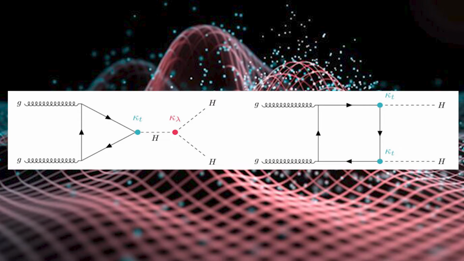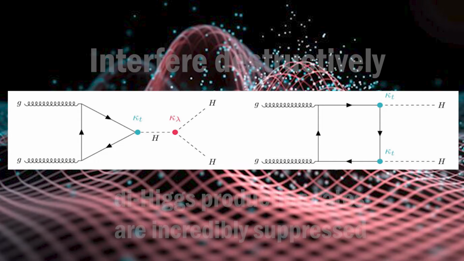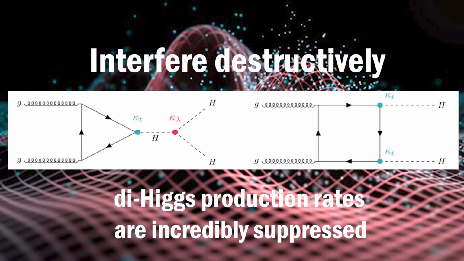However, at the LHC, we have a quantum mechanical problem. Since these two processes have the same initial and final state, and similar probabilities of occurring, they interact very strongly, and it turns out with opposite signs. That means that these two processes interfere destructively, and almost entirely cancel one another out. As such, the production of useful di-Higgs final states is incredibly suppressed at the LHC.